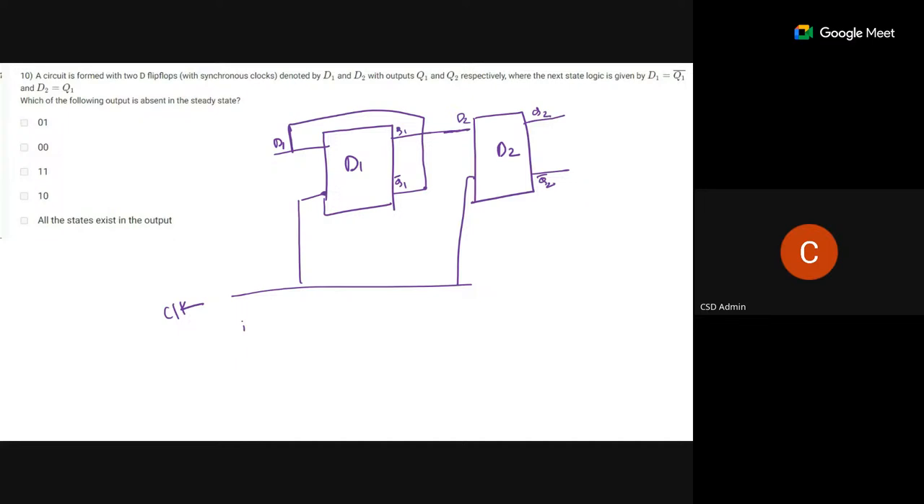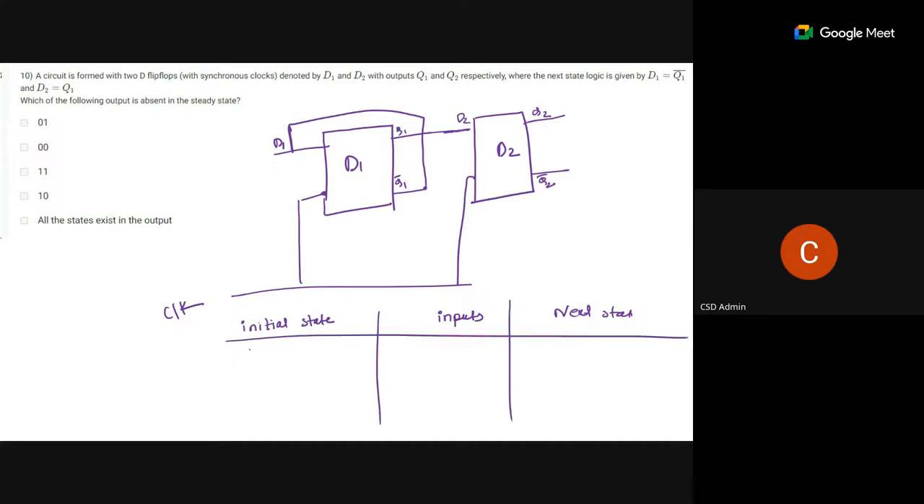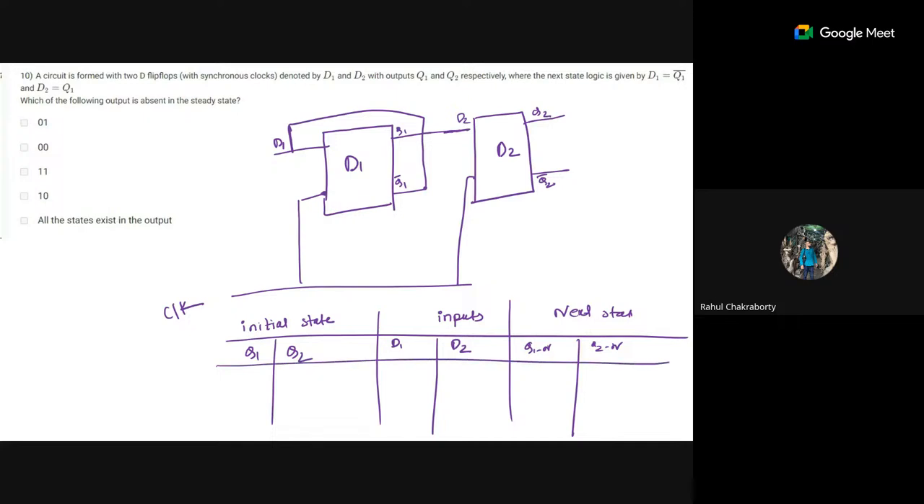So let's write the initial state and inputs, then the next state. Initial state is Q1, Q2, input is D1, D2, then next state is Q1 next, Q2 next, right? Okay. Will we try out all combinations? Yeah. So first let's take 0 0.